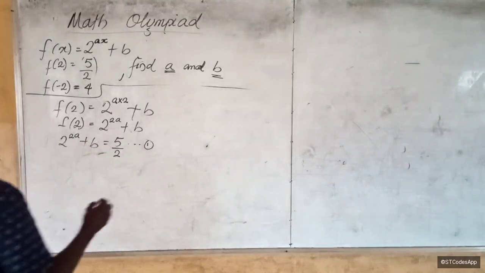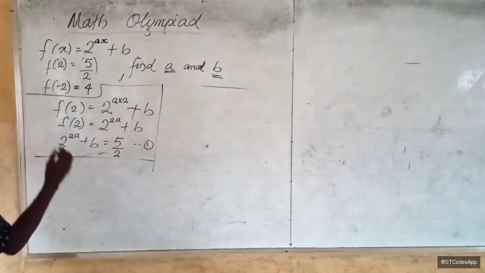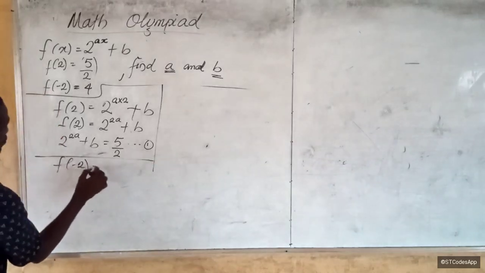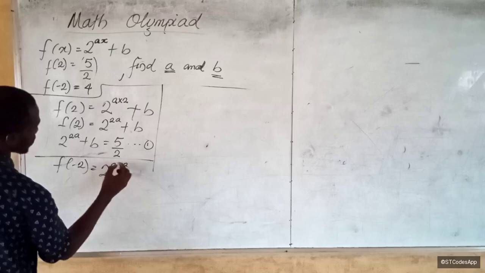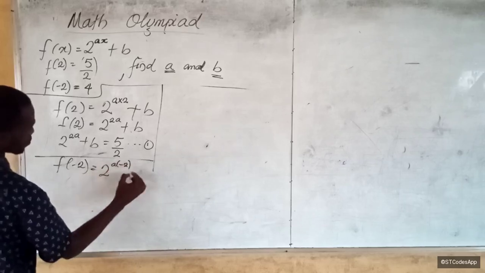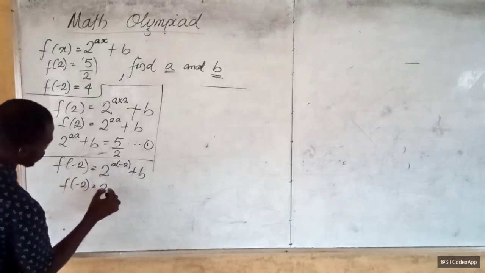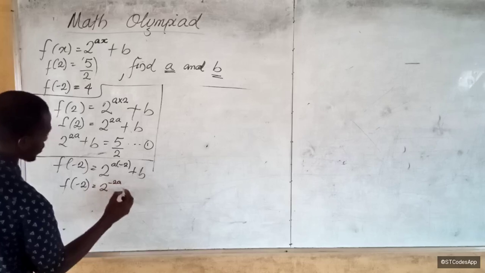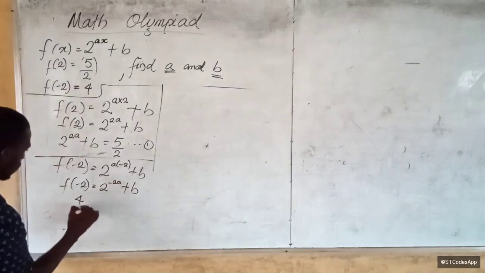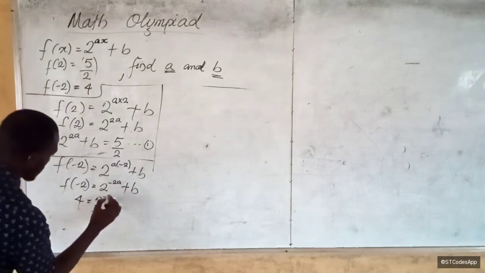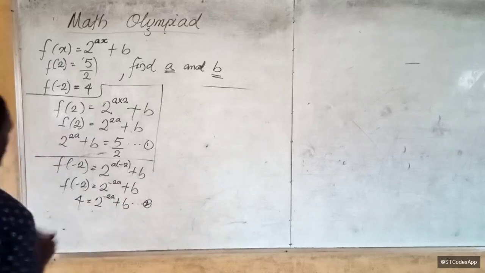All right. So the second one says f of minus 2. So let's write f of minus 2. Let's resolve that to be a times minus 2 as well, a times minus 2 plus b. So this becomes f of minus 2 equal to 2 raised to the power minus 2a plus b. And f of minus 2 is 4. So we have 4 is equal to 2 raised to the power minus 2a plus b, and this will be equation 2.